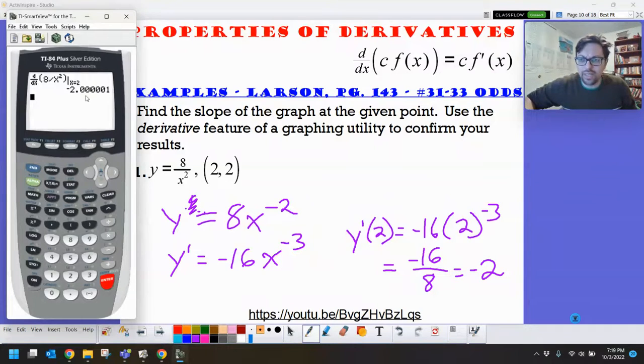It is a calculator and has to do some weird rigmaroles in order to be able to do this derivative stuff. So that's why it's got a bunch of decimals at the end. But it is negative 2.